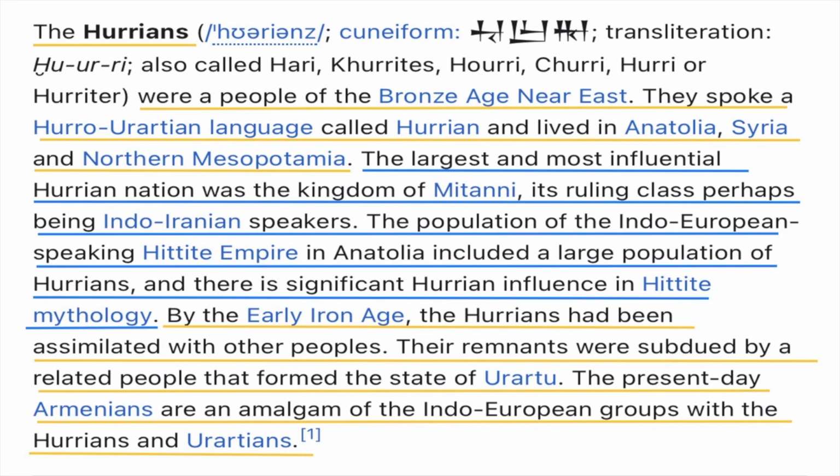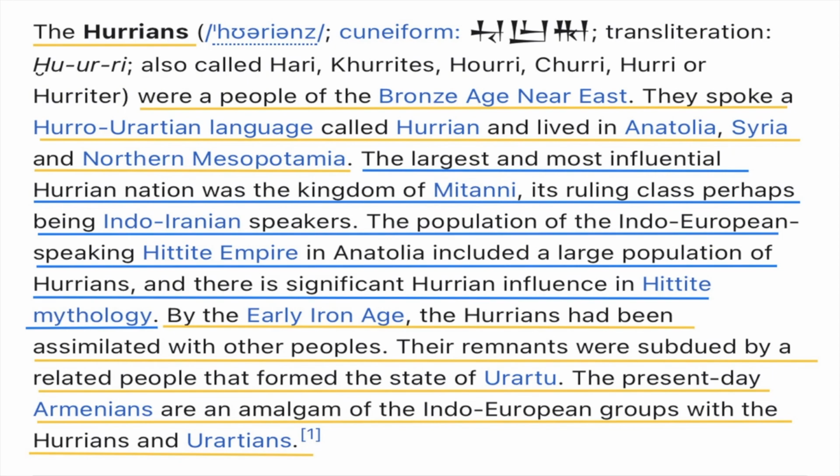The Hurrians were a people of the Bronze Age Near East who spoke a language called Hurrian and lived in Anatolia, Syria, and northern Mesopotamia. The largest and most influential Hurrian nation was the Kingdom of Mitanni, its ruling class perhaps being Indo-Iranian speakers. The people of the Indo-European speaking Hittite Empire in Anatolia included a large population of Hurrians, and there is significant Hurrian influence in Hittite mythology.